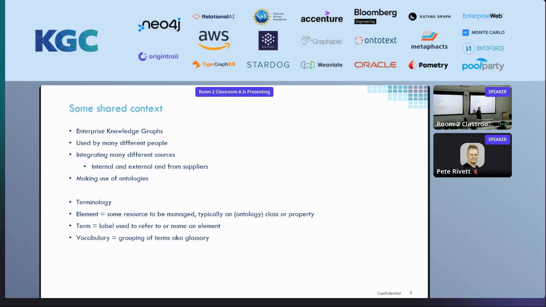So the terminology I'm going to be using, firstly, is element. Element is something that you are managing the terms for. It could be a class or property in an ontology, that's typically the case, or some other resource. This is the thing that you're naming with the terms. And by term, I mean the label, the string that you're applying to those elements. And then vocabulary, I'm using synonymously with glossary. That's basically a collection of terms. So that's my own terminology, fairly informal.